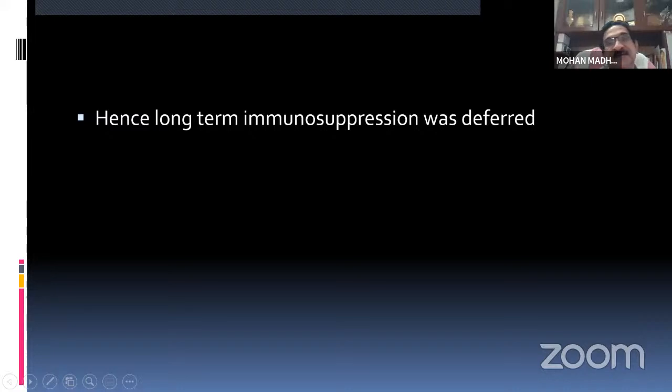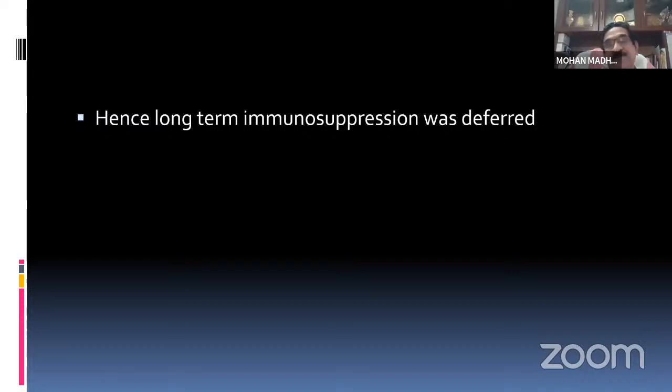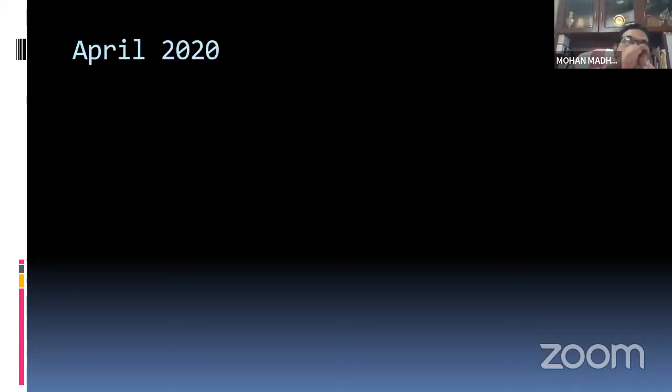Hence, I decided that long-term immunosuppression was deferred. He was in fact planning, if the antibody persisted, to give long-term immunosuppression. I talked to him, but the antibody became negative on its own. So immunosuppression was withheld. The teratoma was also looked for, and that was negative.